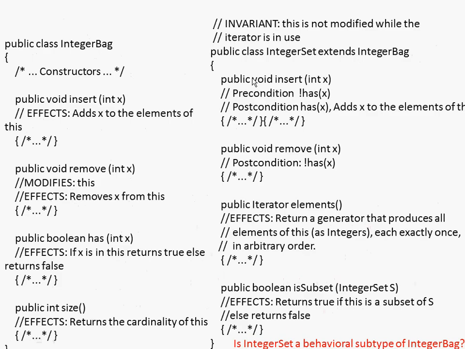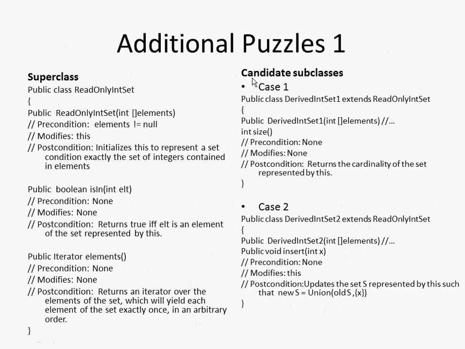Okay, how about this one? Here's a read-only int set, and here's a derived int set that extends read-only int set, but it also has a thing called size. It returns the size of the int set, the number of things in the int set. Is that a legitimate subtype? Yeah, it's fine. The code that's using only the read-only int set knows only that it's a read-only int set. It doesn't know about the size method.